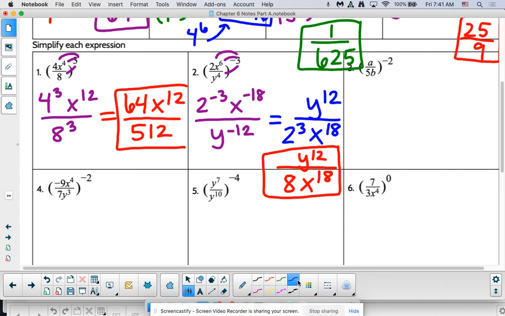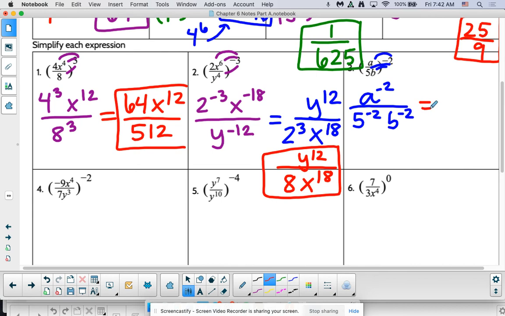All right, let's try another one. Again, distribute negative 2 to everything you see. So on the top, we're going to have a to the negative 2. On the denominator, 5 to the negative 2, and b to the negative 2.